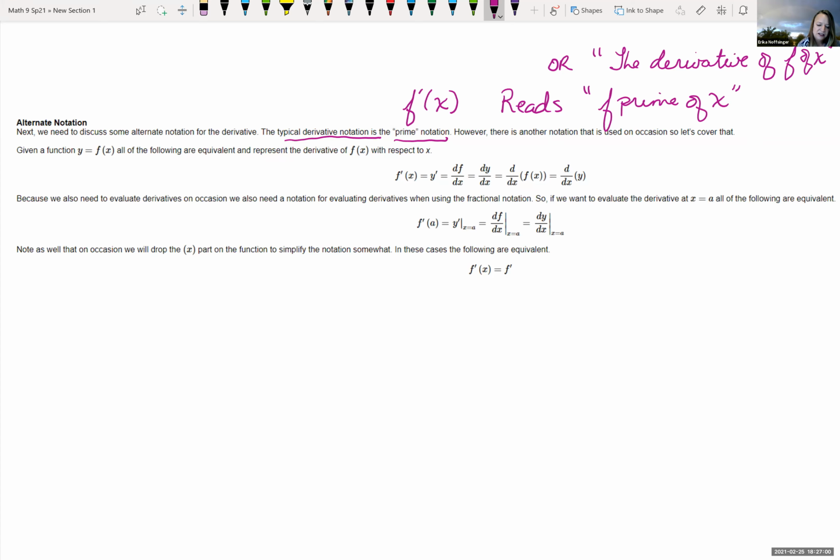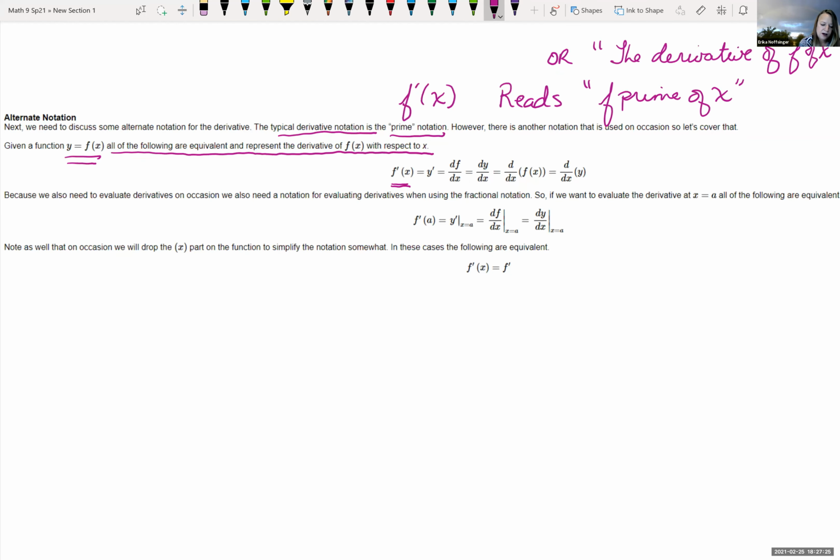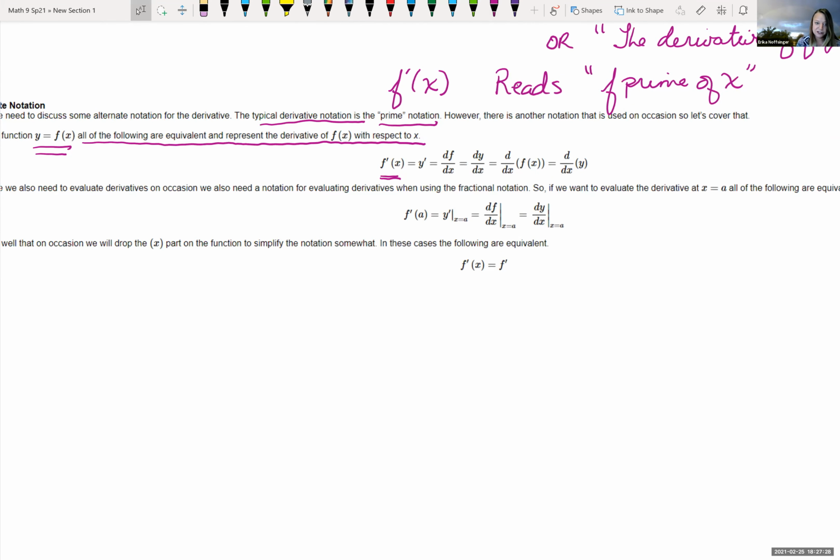But there's another notation that's used on occasion, well, more than on occasion. You'll see it different times, different ways, so let's just cover them. Given a function y equals f of x, all the following are equivalent and represent the derivative of our function f of x with respect to x. So we were using this notation f prime of x. Well, recall when we have function notation, f of x, g of x, h of x, h of t, those are just another way of saying your y value. And so instead of saying function notation f prime of x, we can say y prime of x.